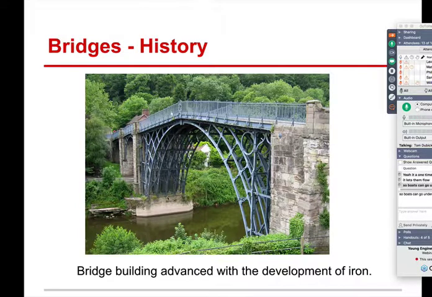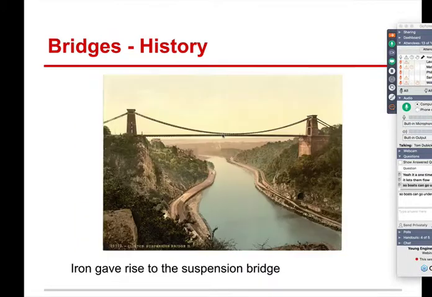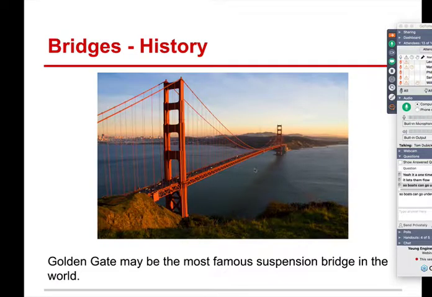All right, development of iron, here we go. Beautiful, but this just doesn't handle tension very well. Then iron gave way to suspension bridges, which really started when you added a little bit of carbon to iron to make steel. And Golden Gate, beautiful bridge. If you ever get a chance to go, it is stunning.